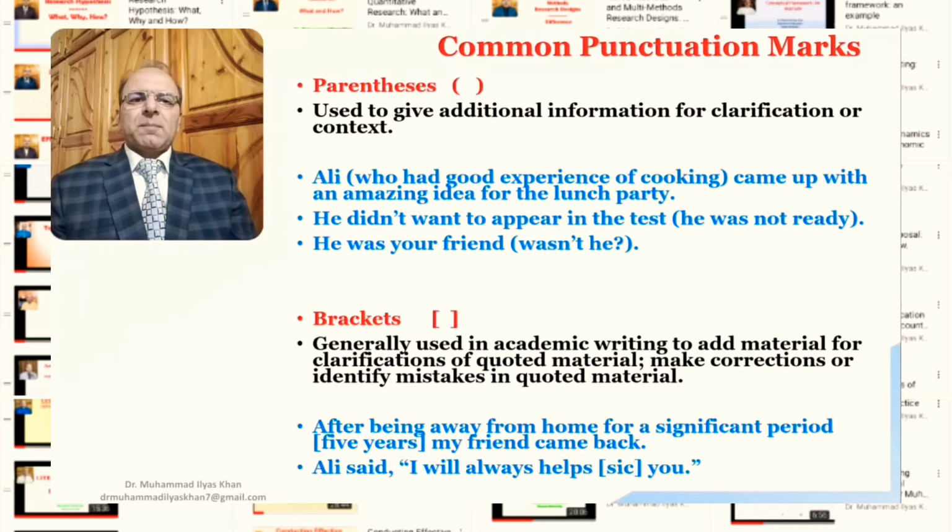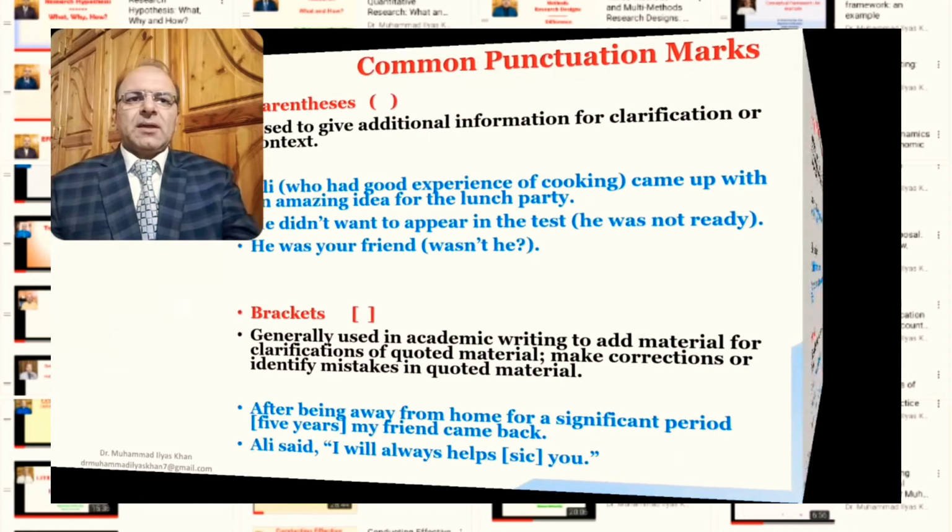Similarly, if there are some mistakes, grammatical language mistakes in the original text, in that case, we could put this bracket over there followed by SIC in order to identify that possible mistake. Ali said, comma, inverted commas. Now this is a quotation from someone. I will always helps. Because helps does not come here, should not come here. It should be help. So we have put this SIC in the bracket in order to indicate that error.